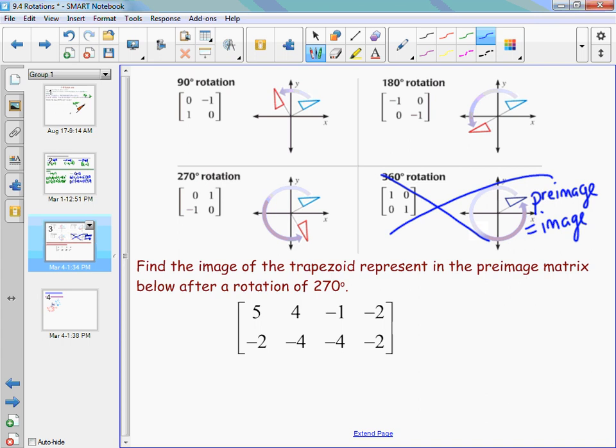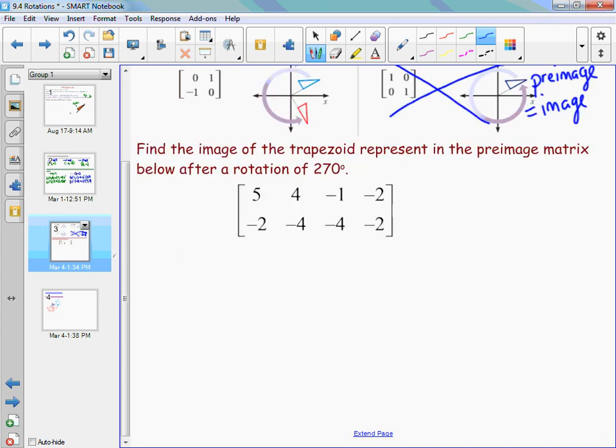So we have here, the problem says, find the image of the trapezoid represented in the pre-image matrix below after a rotation of 270 degrees. The transformation matrix always goes first. So our matrix for 270 degrees is as such. And again, remember, we are multiplying row by column.